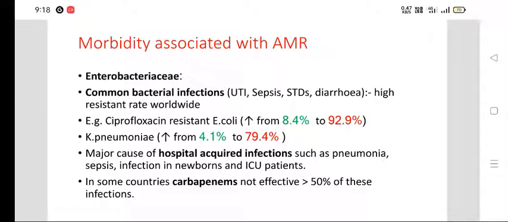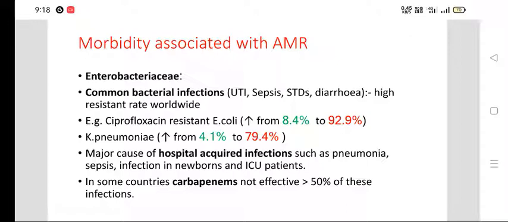For E. coli, antimicrobial resistance increases from 8.4% to 92.9%. For Klebsiella pneumoniae, it has increased from 4.1% to 79.4%. These are a major cause of hospital acquired infections such as pneumonia, sepsis, and infections in newborns and ICU patients. These are all hospital acquired infections.